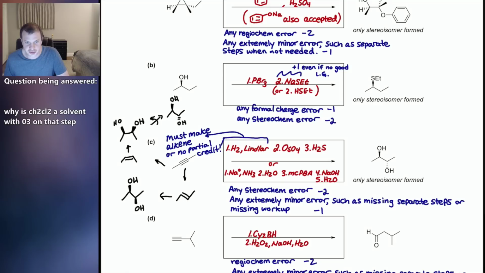I'm not sure which you were referring to, but dichloromethane is typically a non-participatory solvent with ozonolysis. So if you see CH2Cl2, it's always just a solvent.